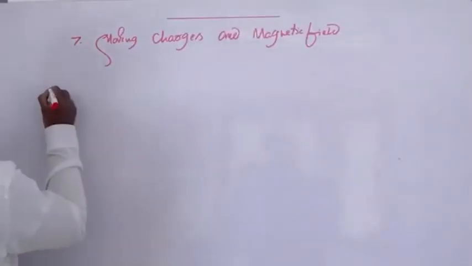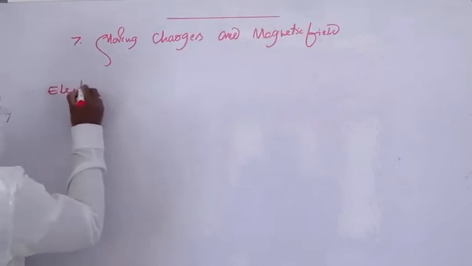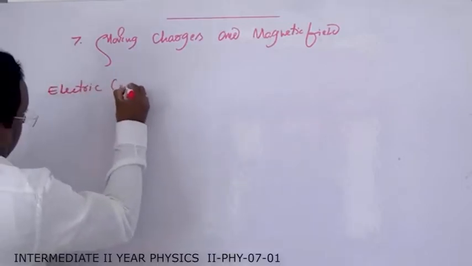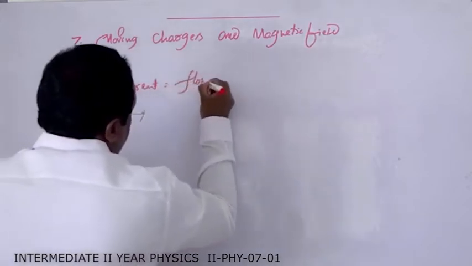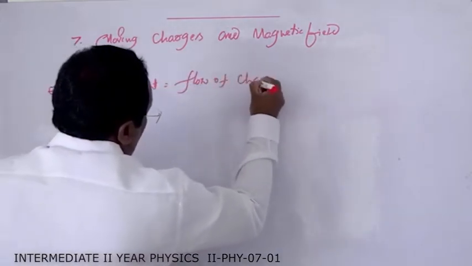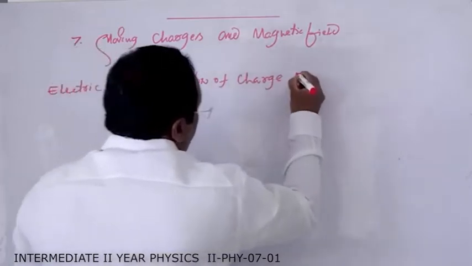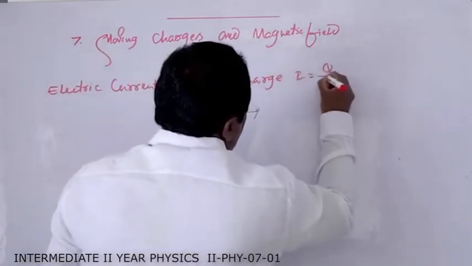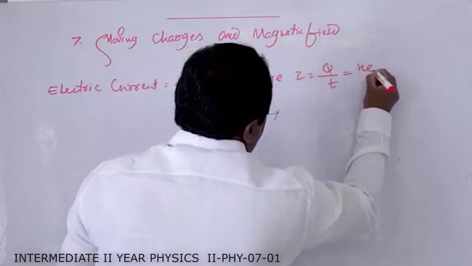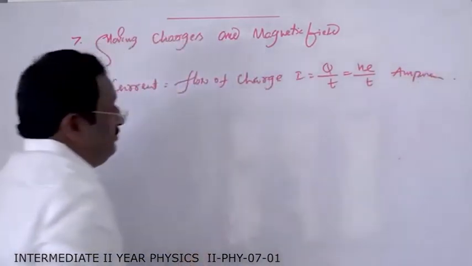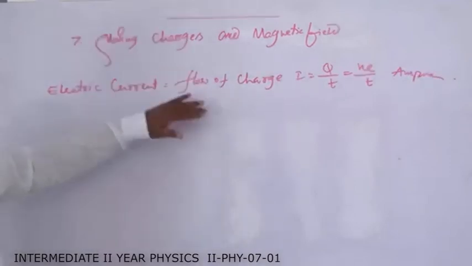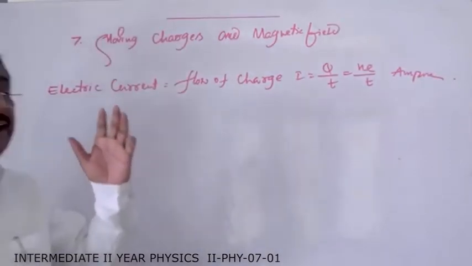So what is an electric current? Flow of electric charge through a conductor in unit time. We can write the formula I equals Q by T, or NE by T. Units are ampere. So here, moving charges also establish electric current.